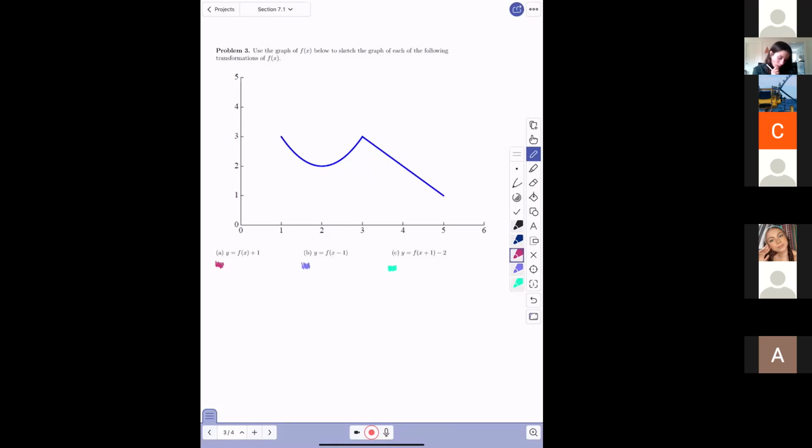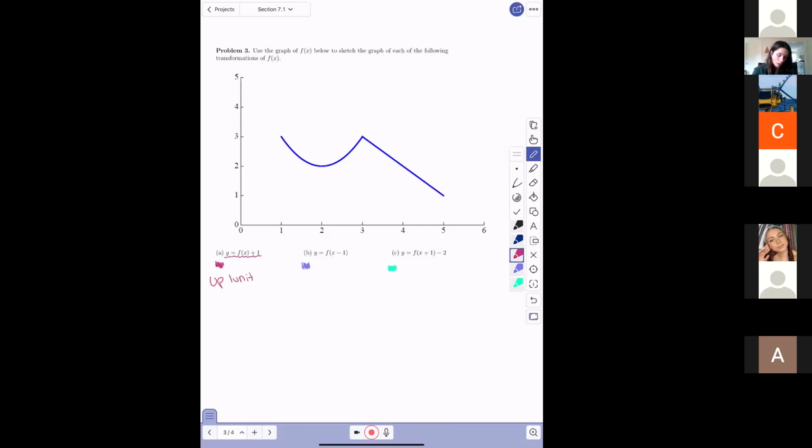So we are transforming y. We have y equals f of x plus 1. What is happening in this transformation? It's going up 1 unit. Good. We're shifting up 1 unit.